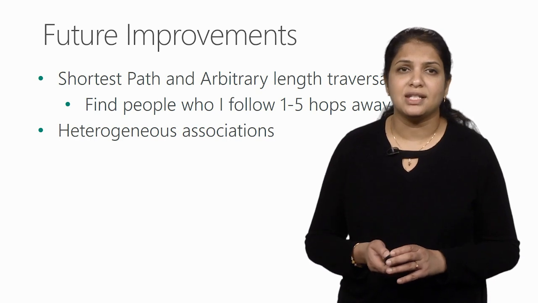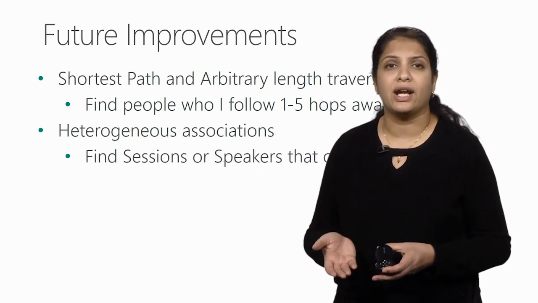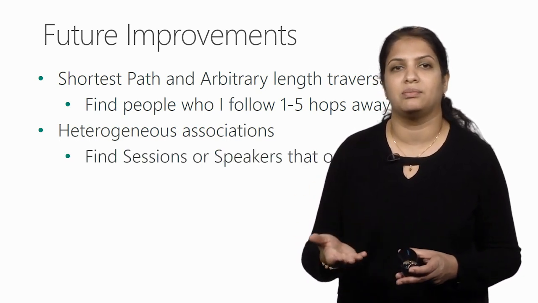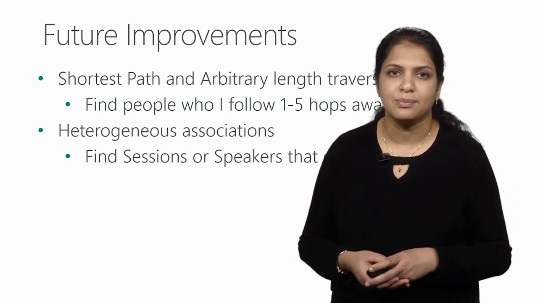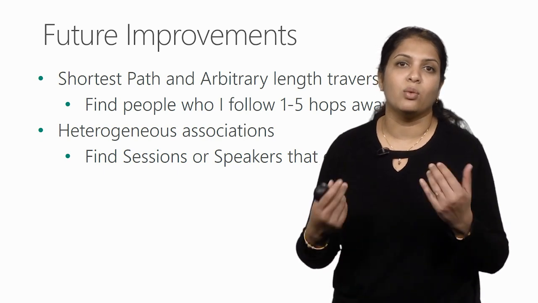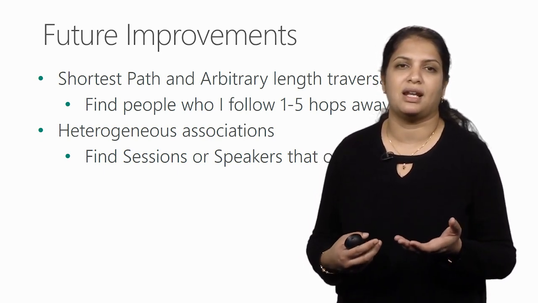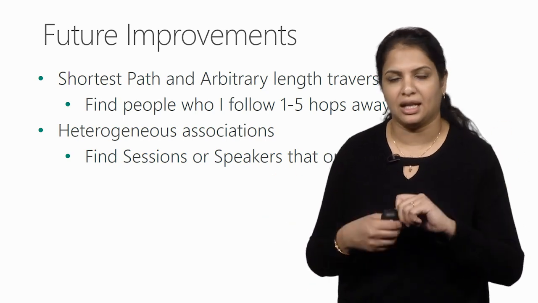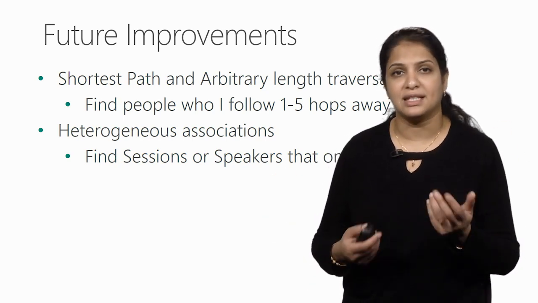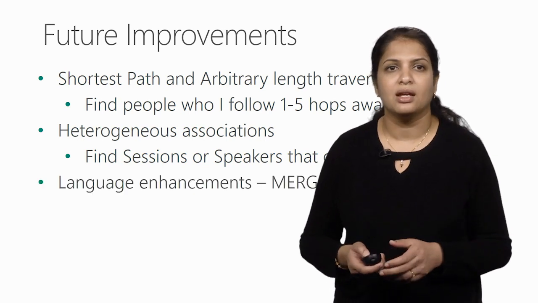We are looking into heterogeneous associations. For example, if you want to find sessions or speakers that I like, session and speaker are both different kinds of entities. If I want to find all the sessions or speakers I like, today I have to write a union query or two different queries and then aggregate the results. So we are trying to make this easier using a single query.